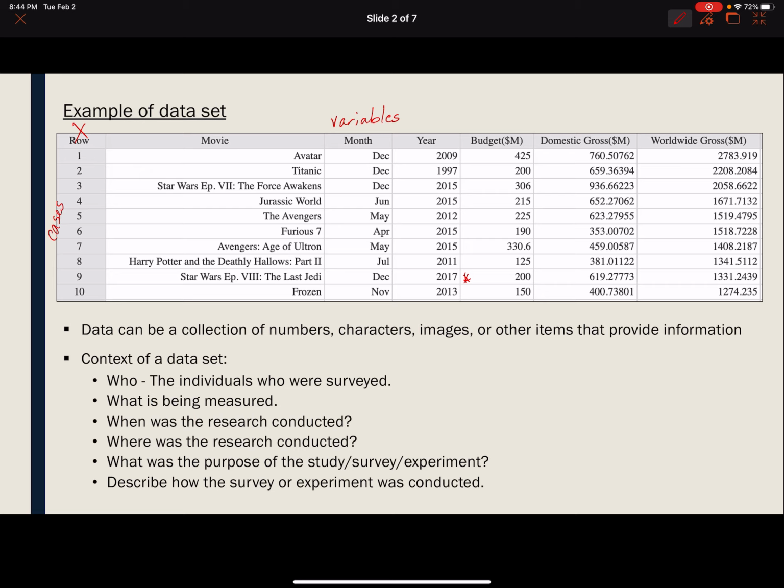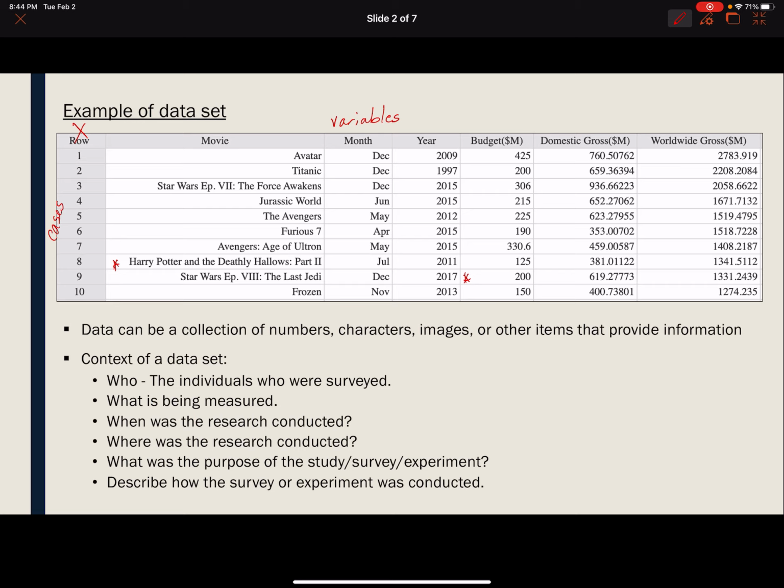Where was the research conducted? Again, I can't really tell that just from looking at this, but most of these, I think all of these movies were made in the United States, or made with a United States company. I'm not sure about this one. But anyway, I don't really know where the research was conducted, but sometimes you can make an inference.